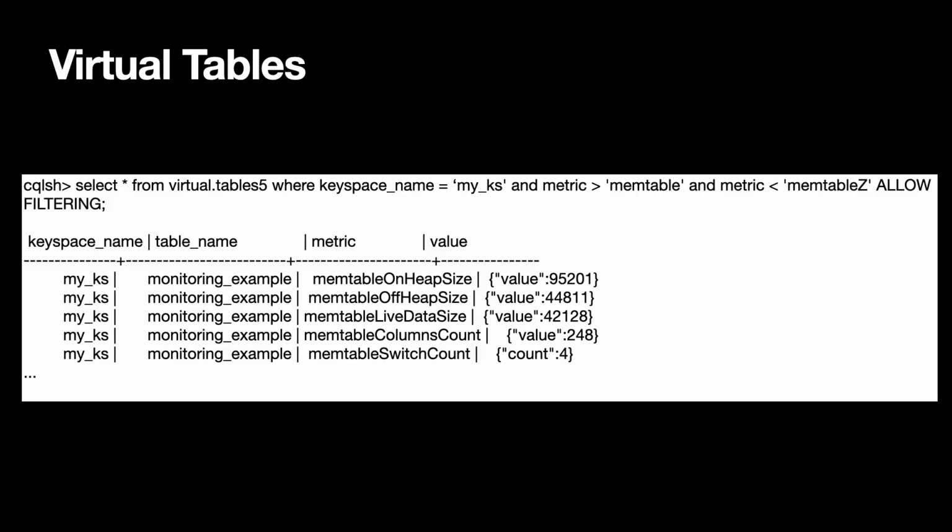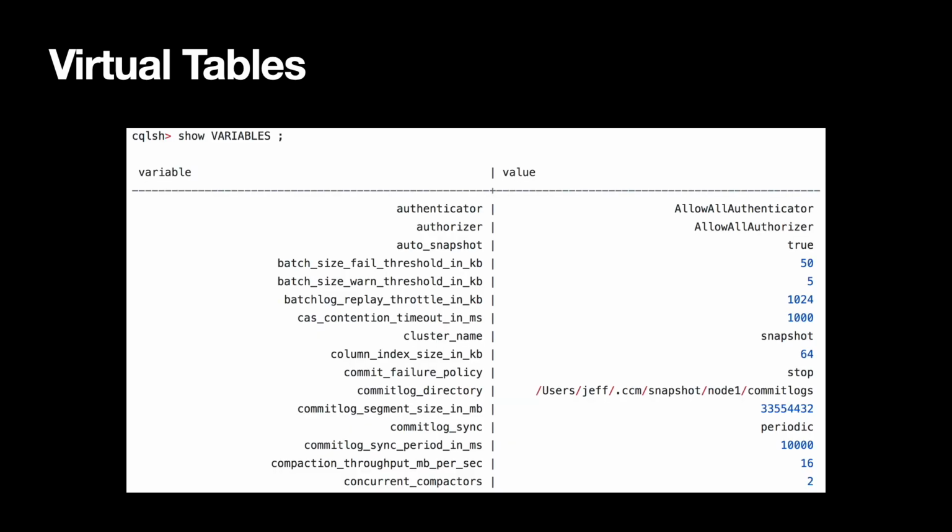These look like real database tables, but they are only in memory and backed by an API. Here's an example of a virtual table. This virtual table is queried like any other Cassandra table. It exports memtable metrics that you would otherwise need to explore via JMX. Here's another example showing settings that Cassandra has loaded in memory.